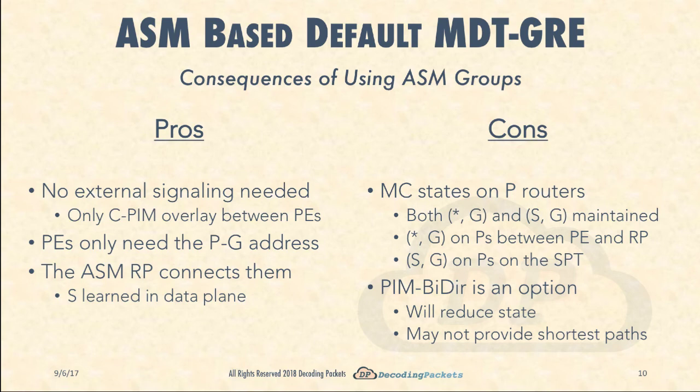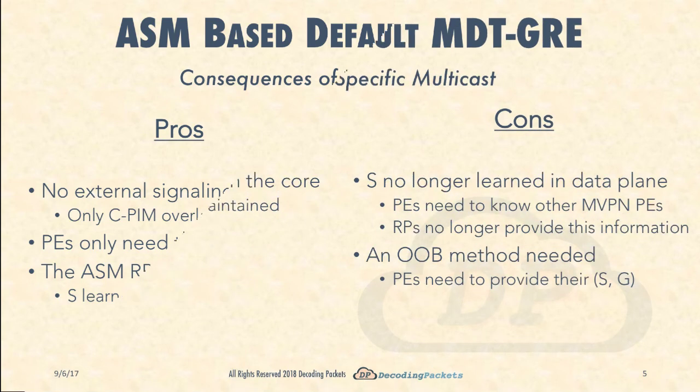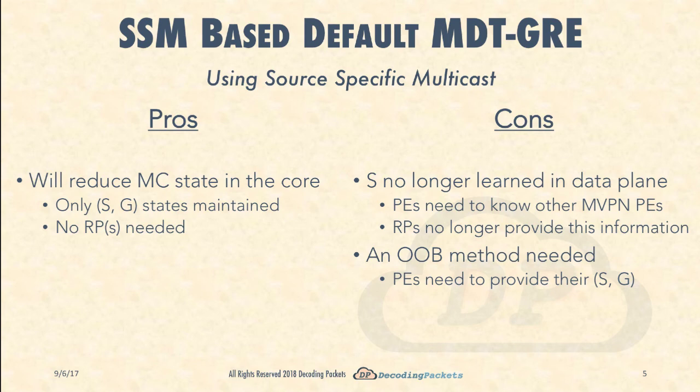So between two PE routers, you would always have to go through the rendezvous point, because that's how PIM bidirectional works. So there is a reduction in state, but then you lose your shortest path. So what is the result of this? Well, the result is we should look at SSM or Source Specific Multicast based default MDT GREs.